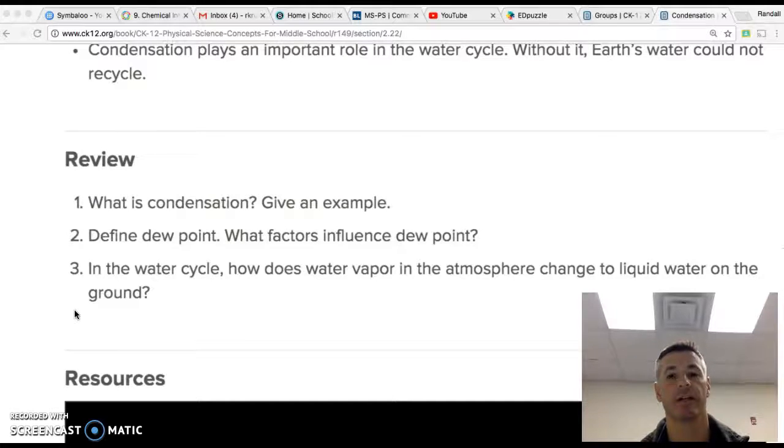In the water cycle, how does water vapor in the atmosphere change to liquid water on the ground? Well, in the water cycle, water in the atmosphere is cooled, falls as rain, sleet, snow, or hail, and it hits the ground.